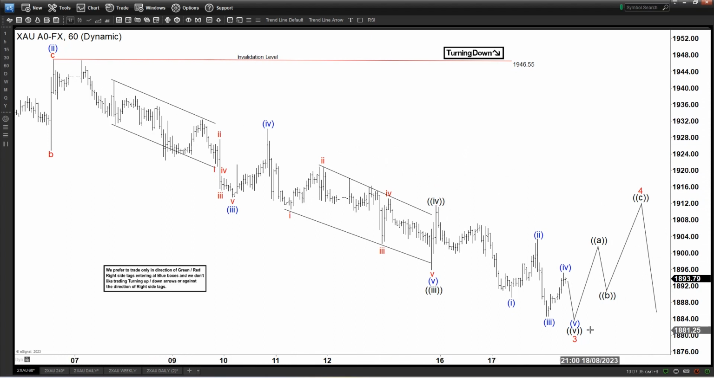So 1 hour is just one time frame that we should be looking at, but it is important to understand the larger degree time frame. So according to the 1 hour, there is a potential for more downside as long as we stay below 1946. Right now, let's zoom out though and understand what the larger degree is.